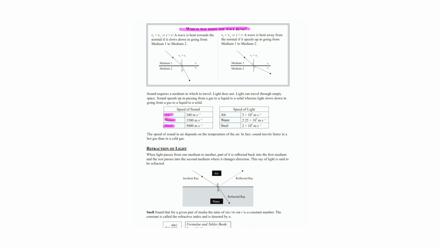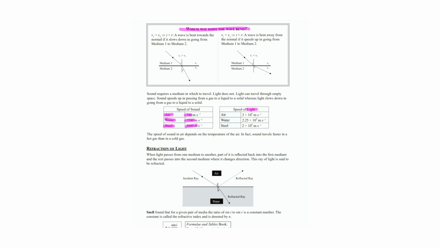So air is 340 meters per second, water is faster at 1500 meters per second, and steel is 5000 meters per second. That's why if you want to hear a train coming, if you put your head to the track, you can hear it coming down the steel before you can hear it through the air. What about light?